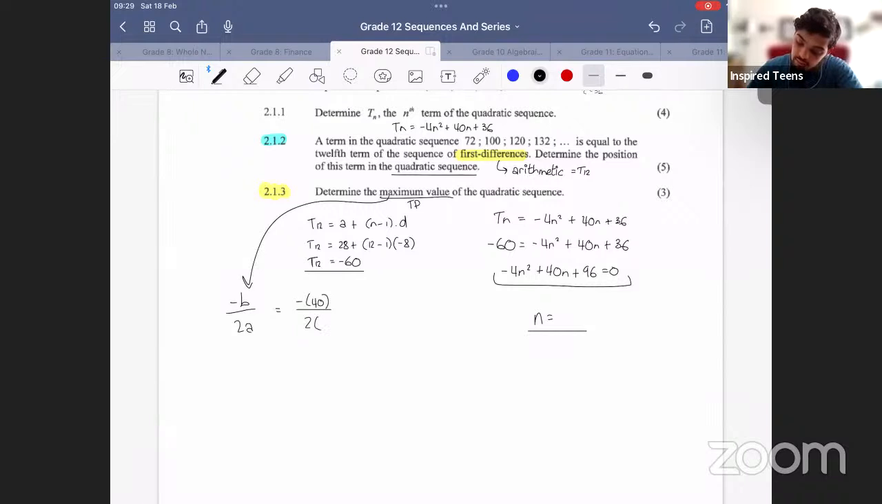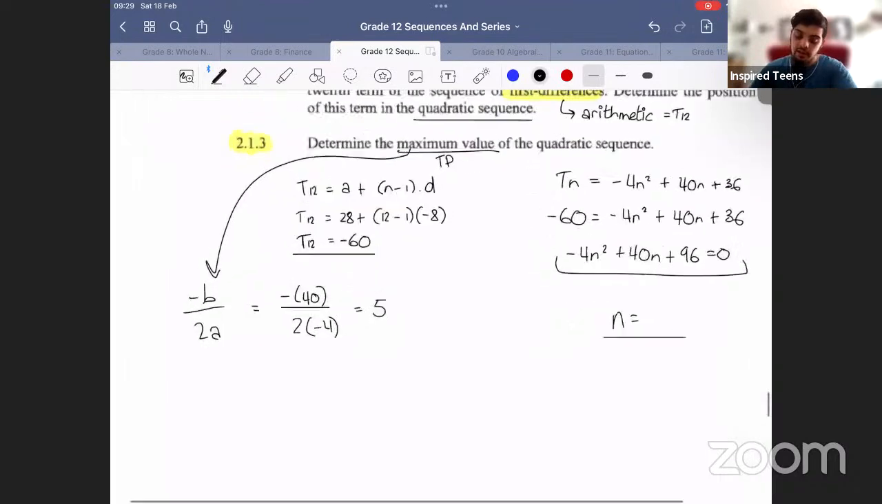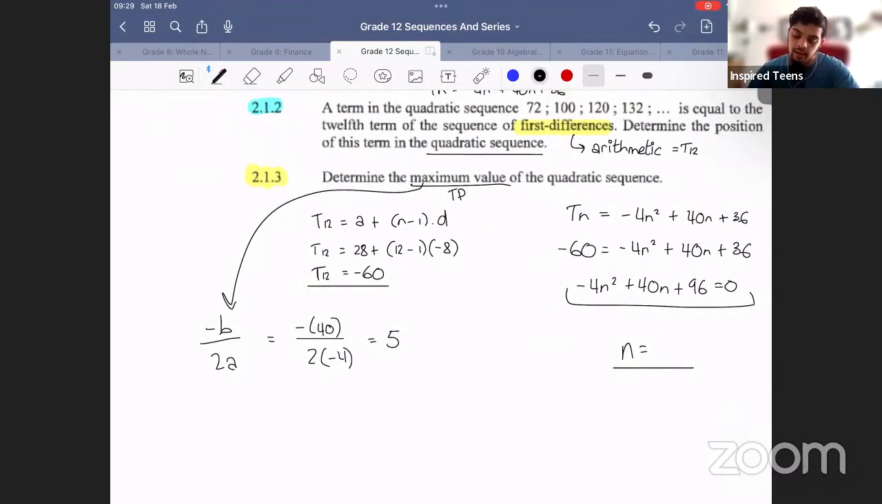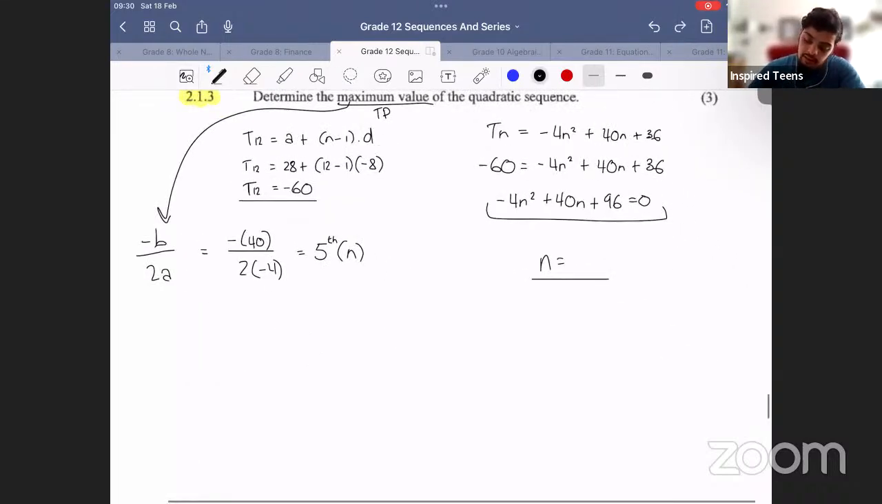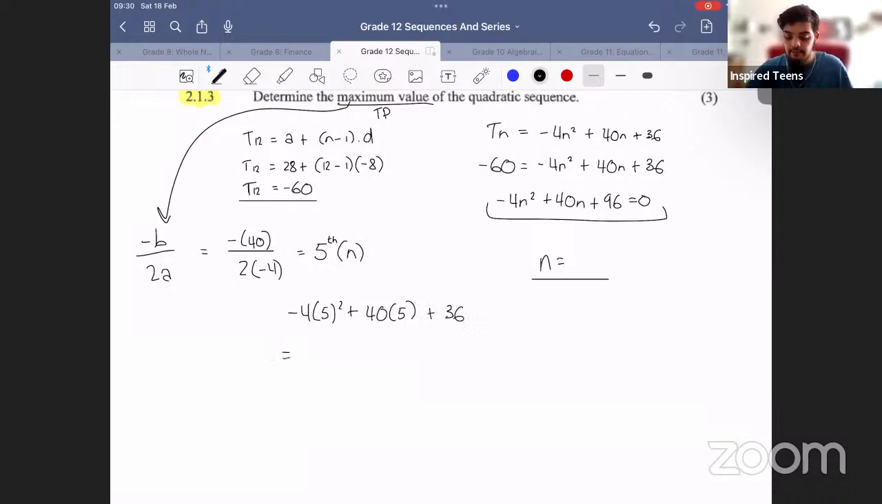2a is negative 4, so negative 40 over negative 8, which is 5, I think. Okay, so now we've solved for n. Determine the maximum value of the quadratic sequence. We've solved for n, so we know that it's the 5th term that's maximum, but they actually want the value. How do we get the value of the 5th term? By subbing it into the equation. So negative 4 times 5 squared plus 40 times 5 plus 36.